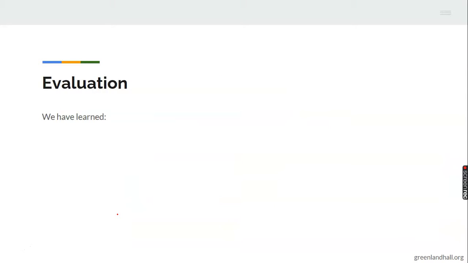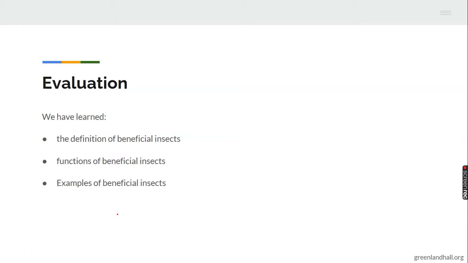I believe you've learned something. You learned about the definition of beneficial insects, their functions, and examples of beneficial insects. I'll ask you to try and recall all these things. Can you define them now? Can you mention some of the benefits, some of the functions of those beneficial insects, and give examples of beneficial insects? Try and do that.